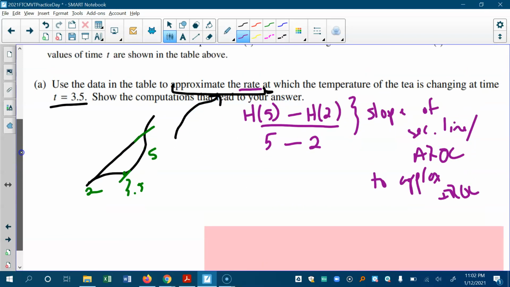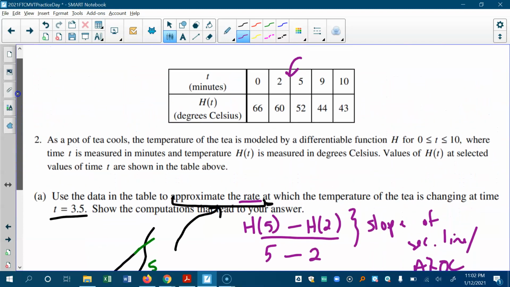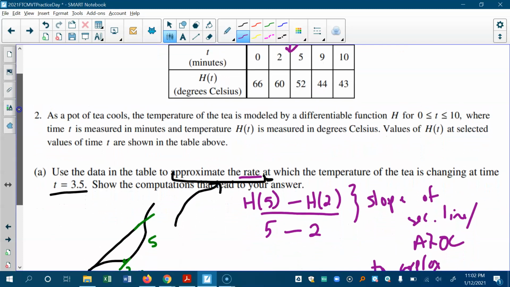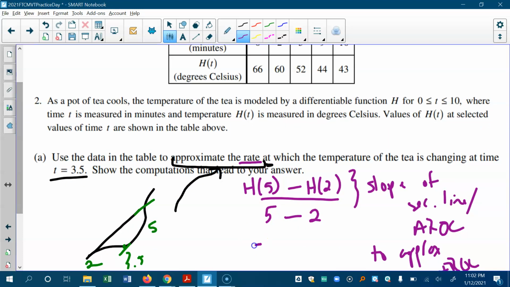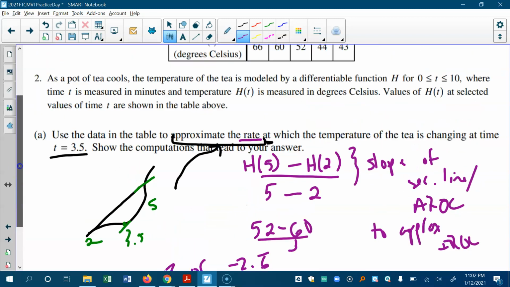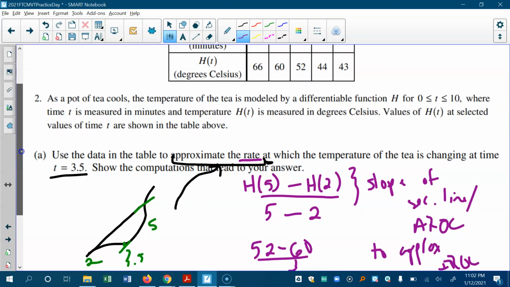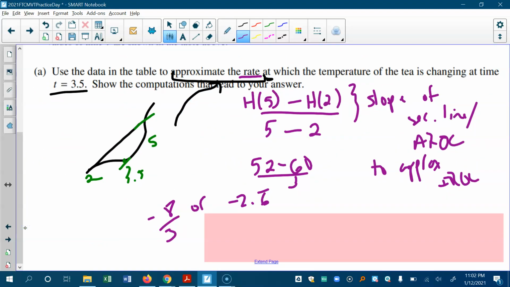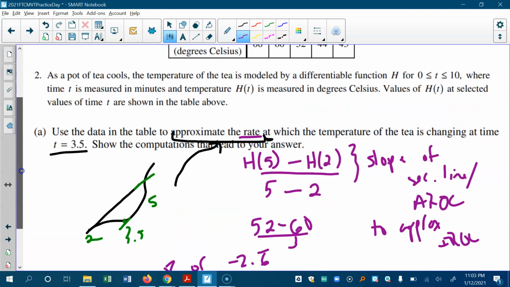And then I'm going to go ahead and just plug in those values. I think it's a calculator problem. It's number 2, so you could use a calculator here. h of 5 is going to be 52 minus 60 over 3. You could use a calculator here if you want. This is negative 8 over 3, or negative 2.6 repeating. And I always would put units. So the units here are going to be negative 2.6 degrees Celsius per minute.